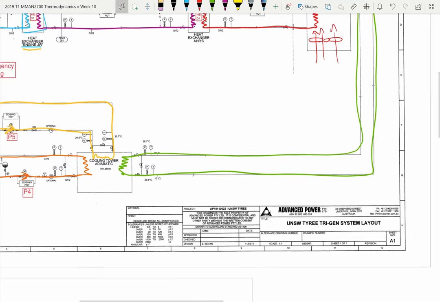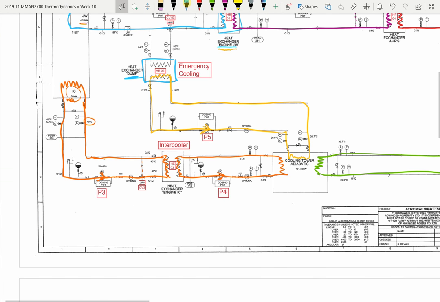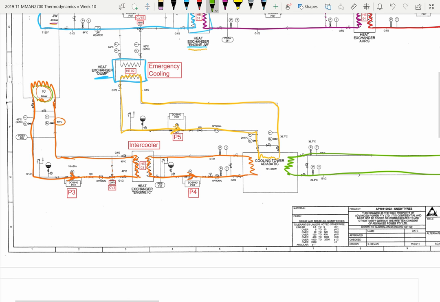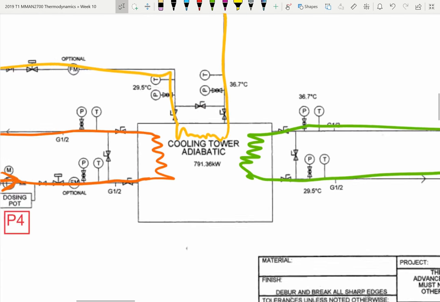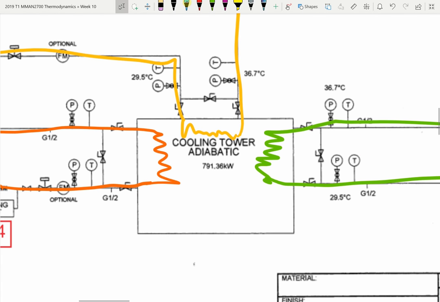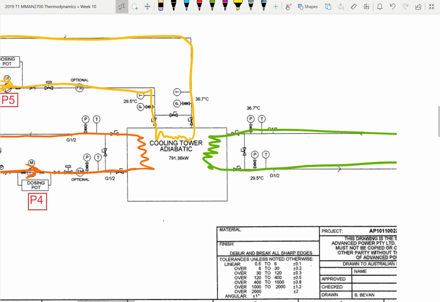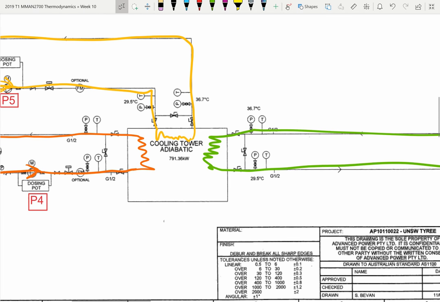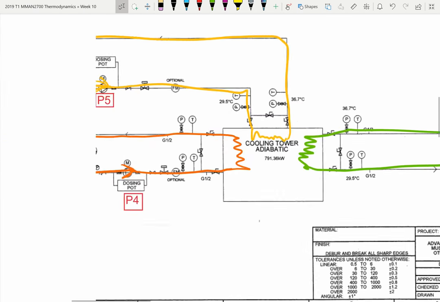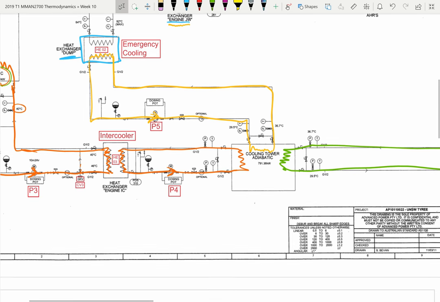plus the 60 from the intercooler. All right, so 710 plus 60 is about 770. So this cooling tower needs to have a capacity of more than 770 kilowatts. And so it does.